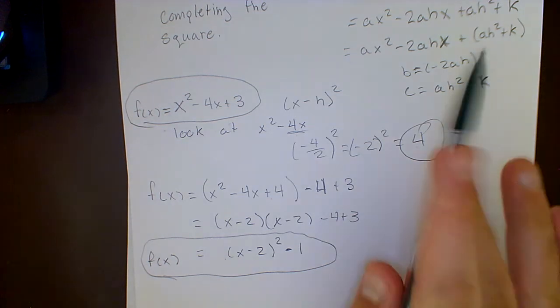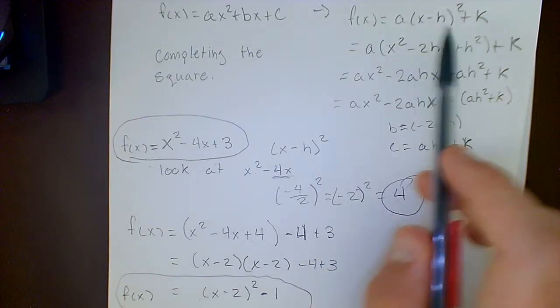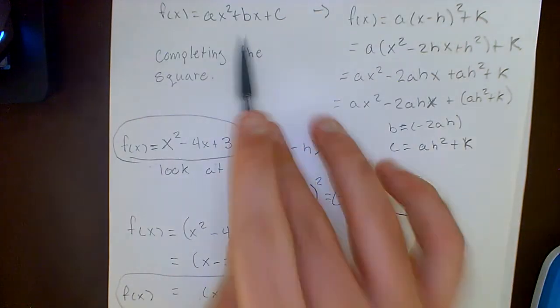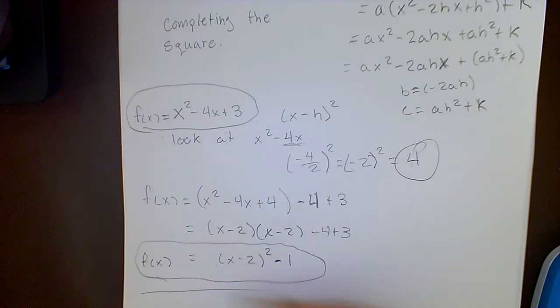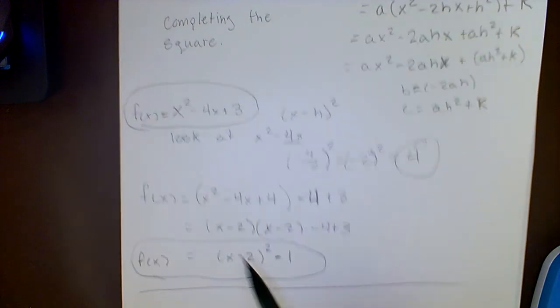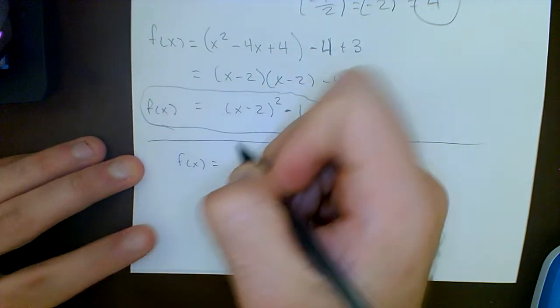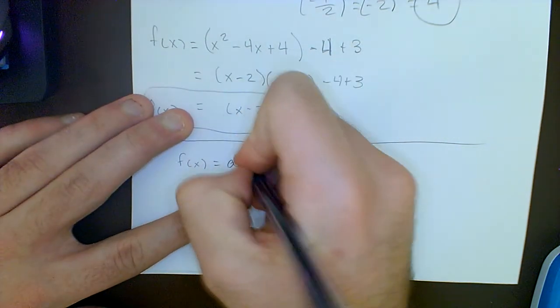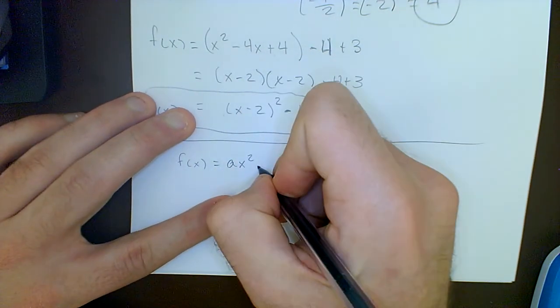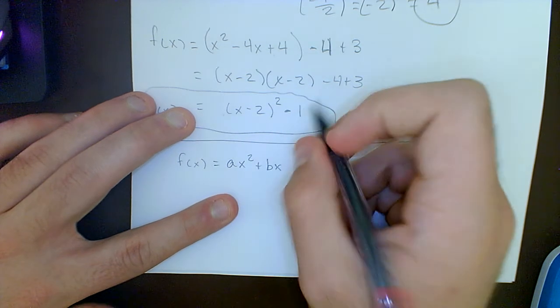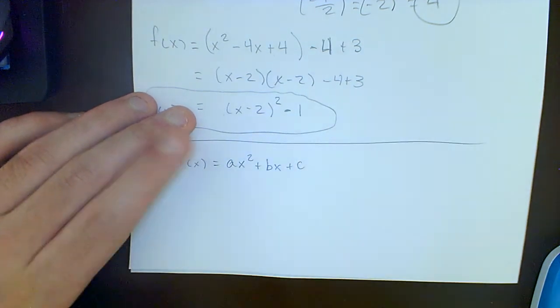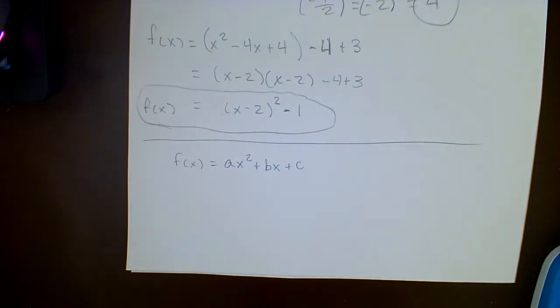Okay, so if we wanted to do it like this, I'm now going to do it for a general function. Doing this example first, we'll see what the process is. So if I'm given a function f of x equals ax squared plus bx plus c, and I want to write it in standard form.